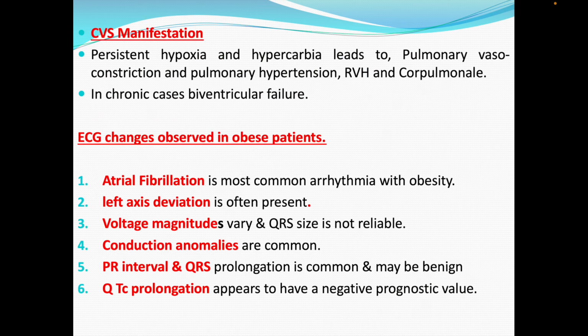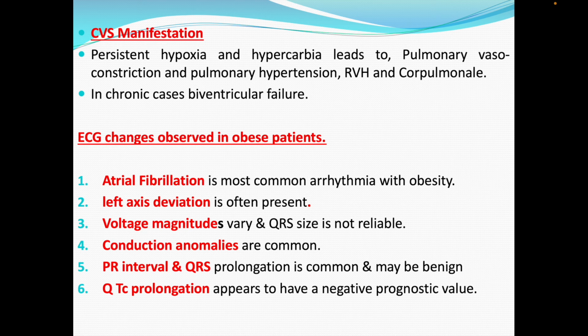Cardiovascular manifestation. Persistent hypoxia and hypercarbia lead to pulmonary vasoconstriction and pulmonary hypertension, leading to right ventricular hypertrophy and cor pulmonale. Heart failure due to lung failure. In chronic cases, right ventricular failure can occur.